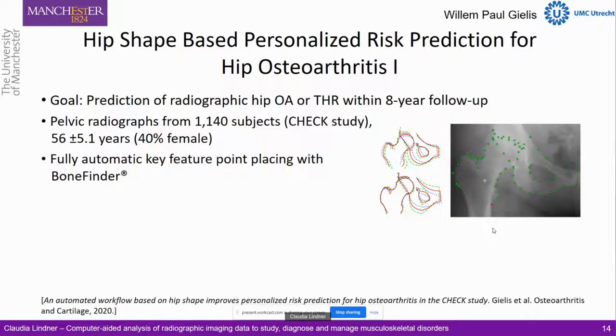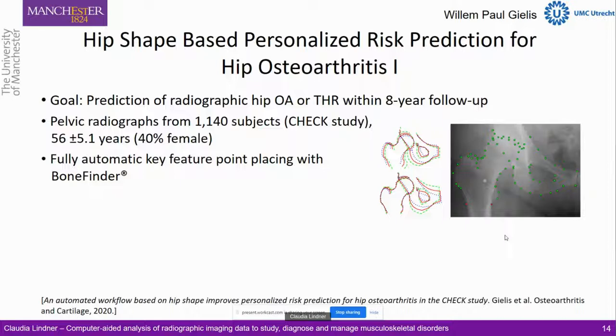Now, the first example I'd like to give for this is this one here. Again, this was a study in collaboration with Jubilee, led by William Paul Gillis. And here the goal was to see whether we can predict radiographic hip osteoarthritis or total hip replacement within an 8-year follow-up period. And this time we had a bone finder model that was outlining the proximal femur as well as parts of the pelvis. And we applied that to 1,140 subjects and then generated a statistical shape model, where you can see two of the modes represented by the colorful pictures in the middle.